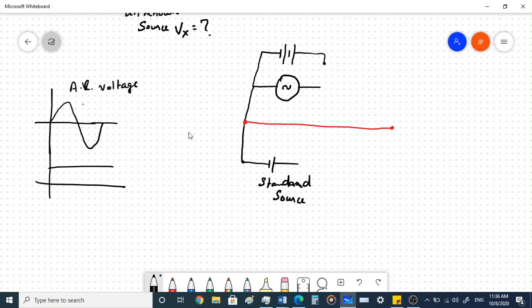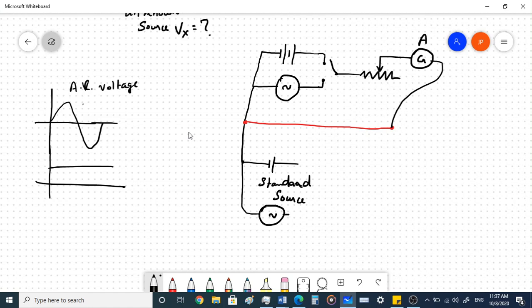Then we can use a switch over here, and after that we can use a rheostat, and from the rheostat, through a galvanometer or an ammeter, we can use an ammeter which is made out of an electrodynamometer type galvanometer, and then we can connect it to the potentiometer wire. Similarly we can have an unknown AC source, and a key over here, so that you can interchangeably use the standard cell as well as the unknown source.